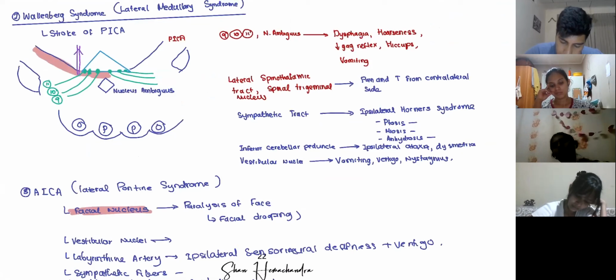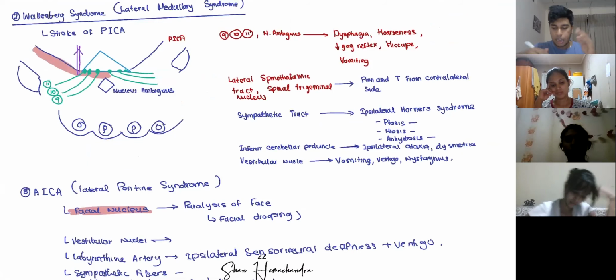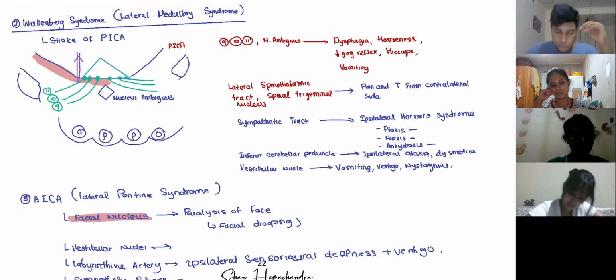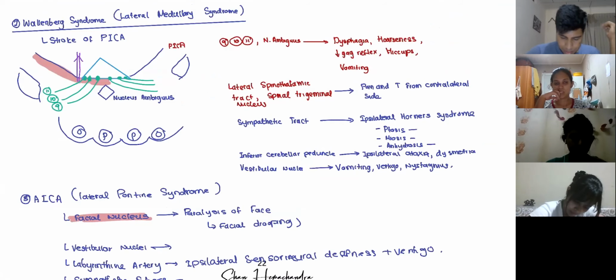The problem here is, when a patient comes, if the patient doesn't have any problems with the face, but has the other symptoms, you can tell it is a Wallenberg syndrome. We actually have a case here. You guys can do that later. The last 2 parts, this will be fast.